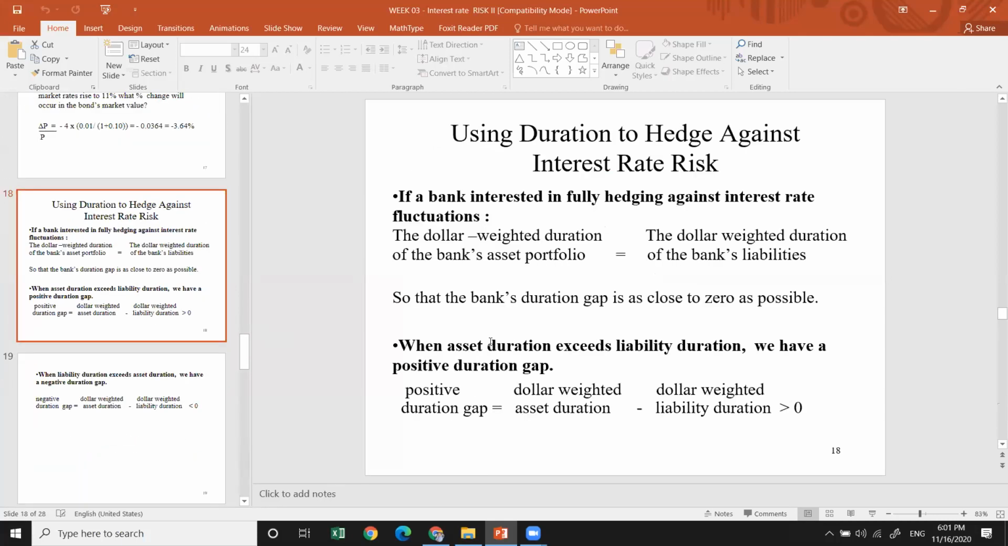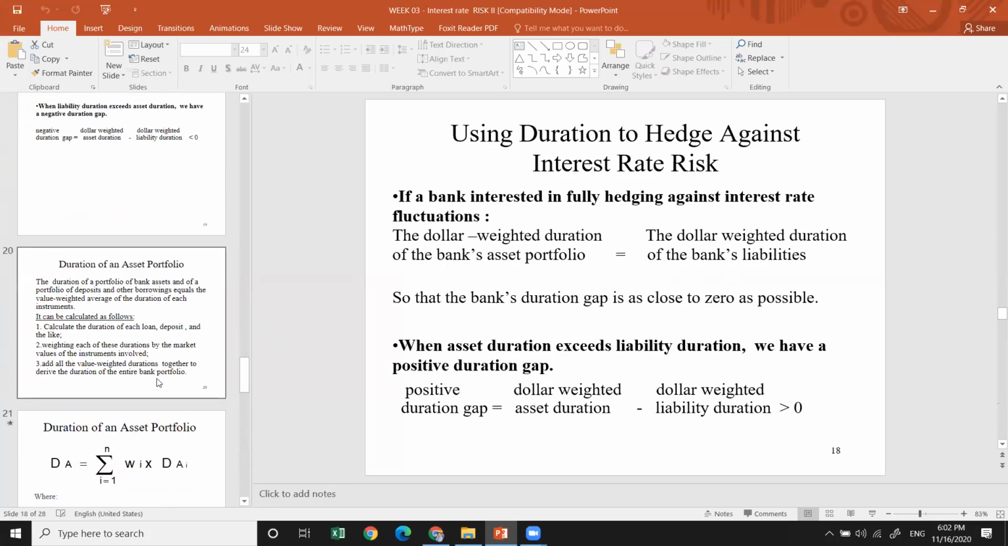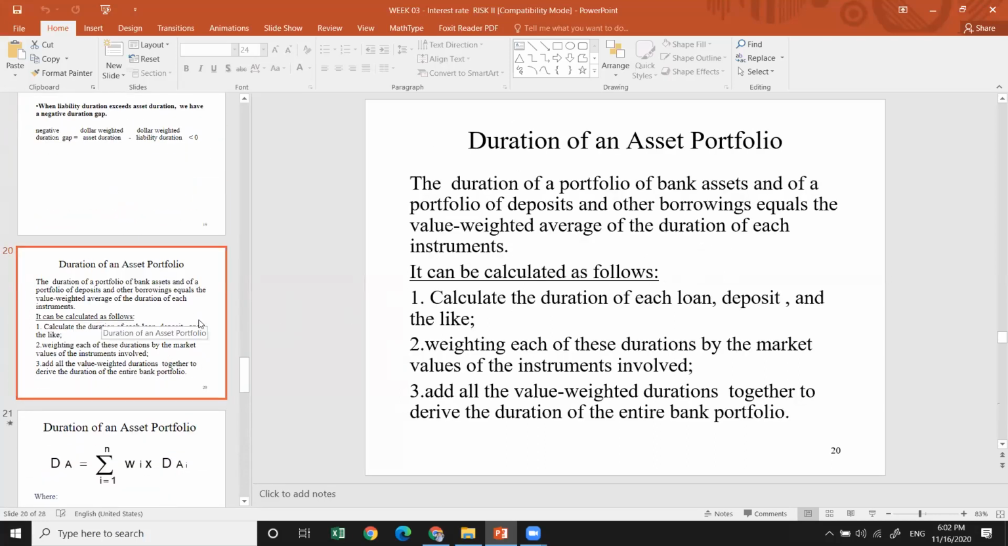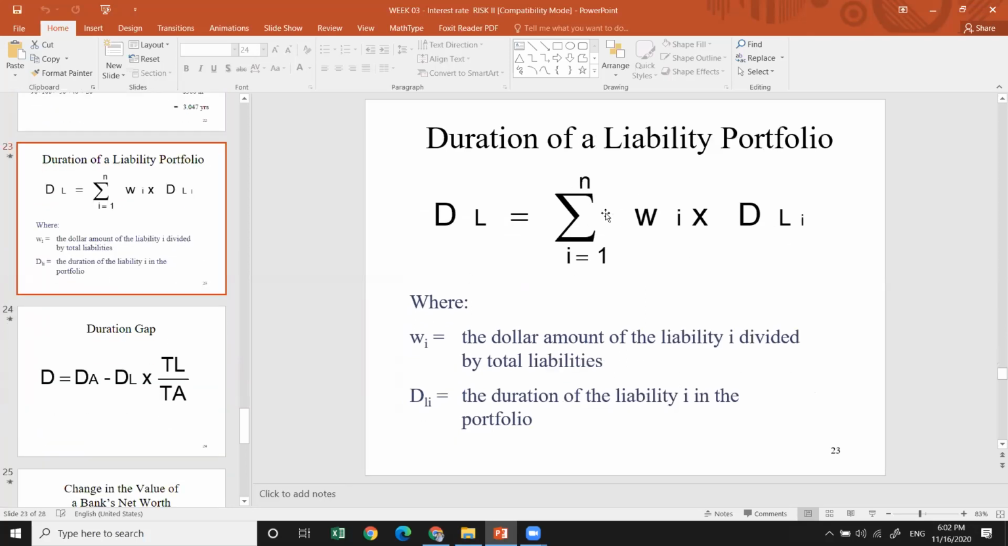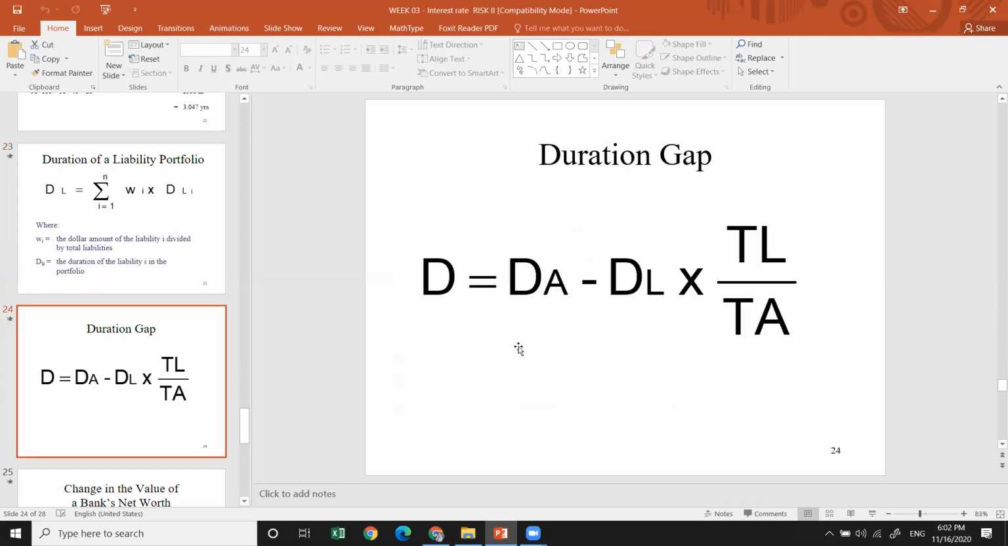Here I'm going back. The best point that you could ever achieve is when the dollar weighted duration of the bank's asset portfolio is equal to the dollar weighted duration of the bank's liability. And how can you calculate the duration of the asset with a dollar weighted average? This is the way. So the duration of asset should be equal to the duration of liability, which means that the duration gap should be 0.